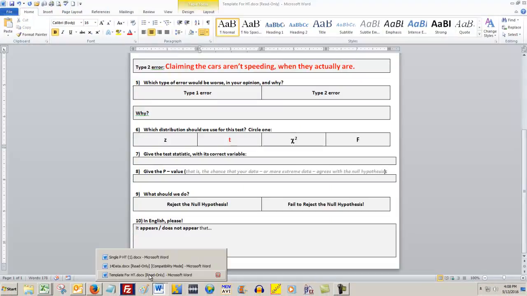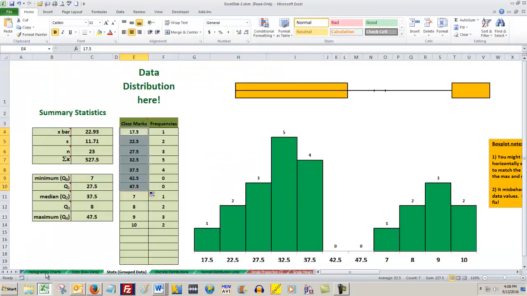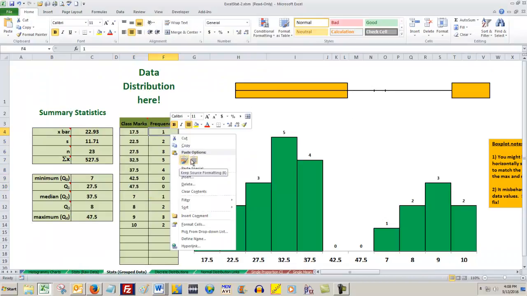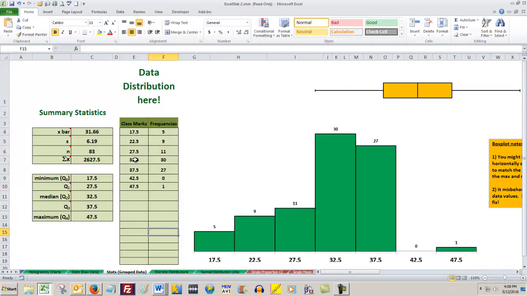Oops, wrong sheet. Got a lot of stuff open right now. Yeah, 47.5 because it's 45 to 50. And then all we've got to do, let's see if I can do this. Can I copy these? That would be phenomenal, wouldn't it? Looks like I can. There we go. We can delete all these, and then we're left with our data right here. That's our data.